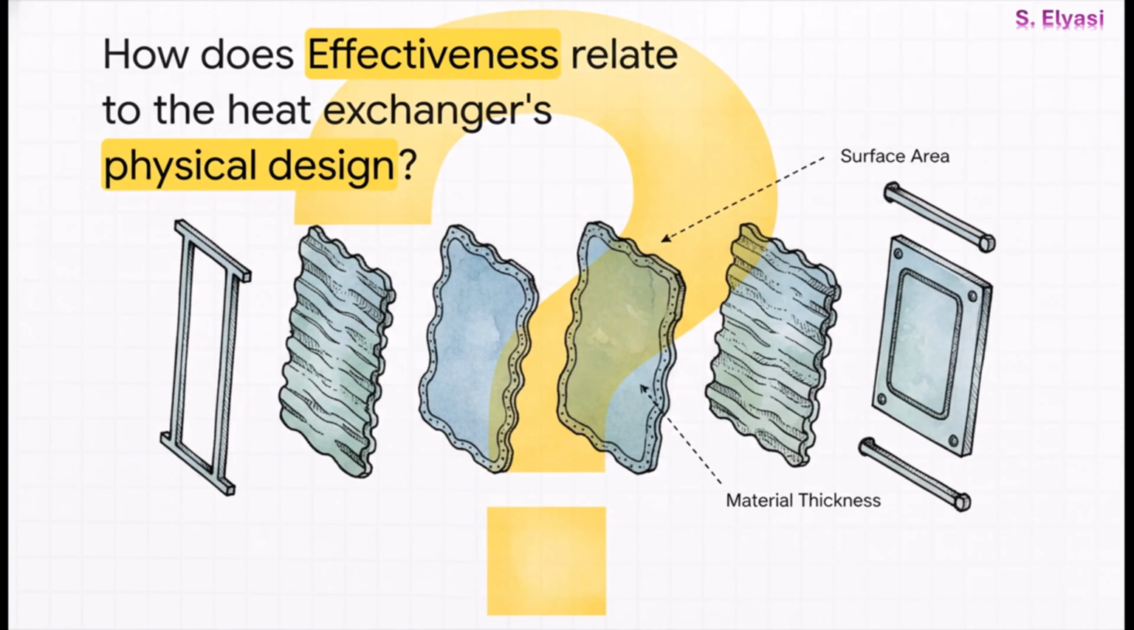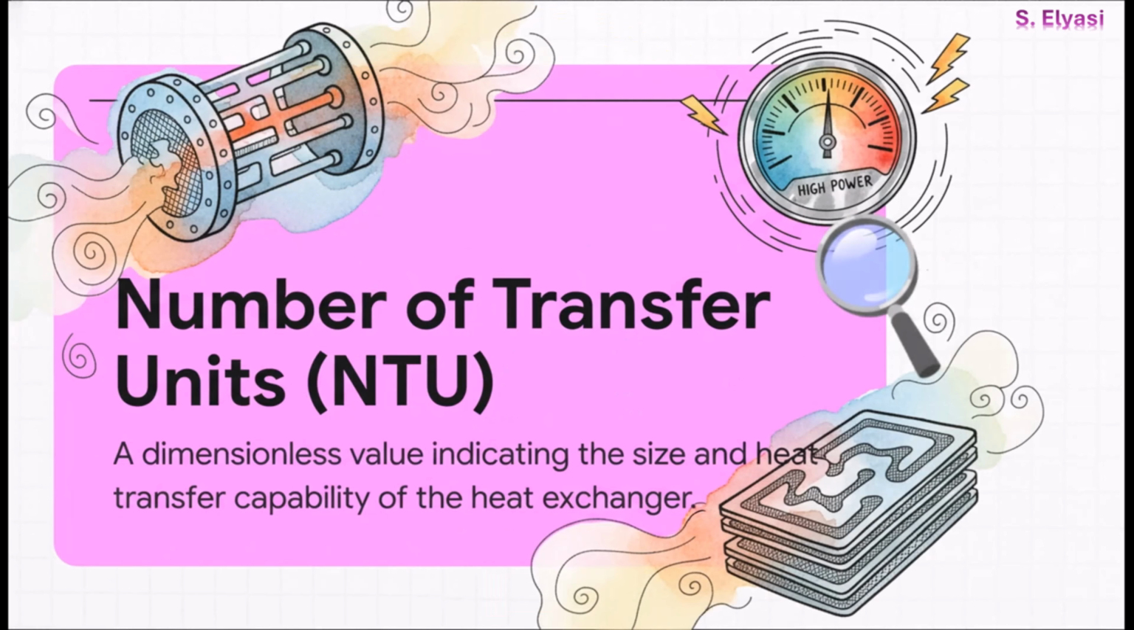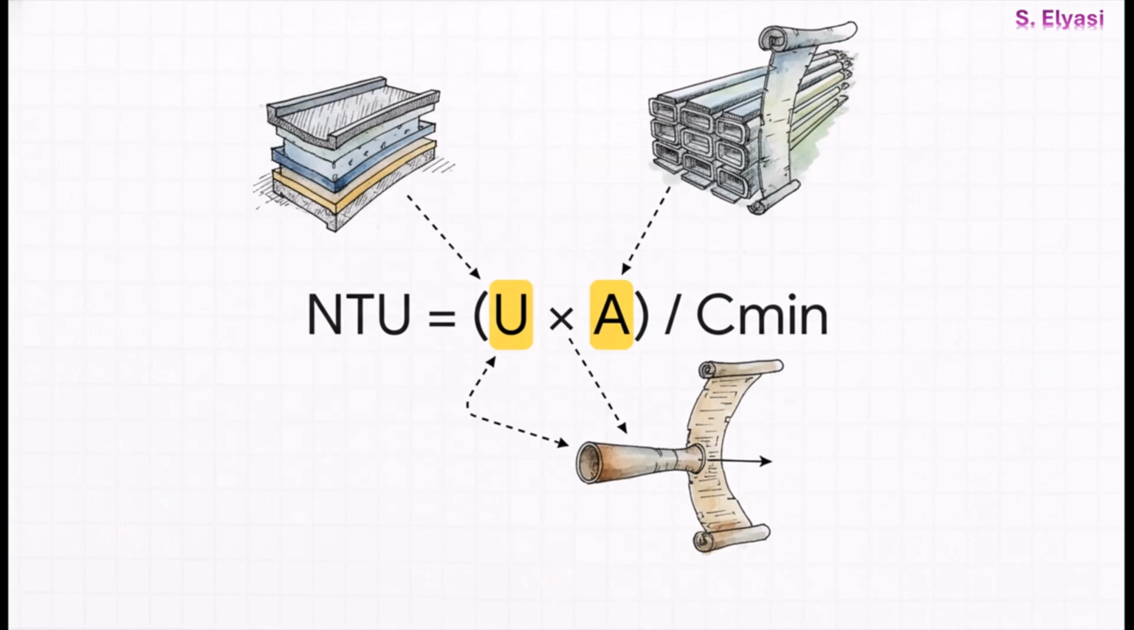Okay, but what about the exchanger itself? How does its size and design play into all this? That brings us to our next key term, NTU. Just think of it as the exchanger's power level. The formula for NTU is where the physical design comes in. It's UA divided by Cmin.